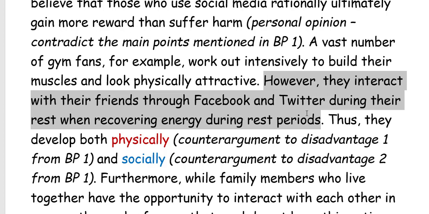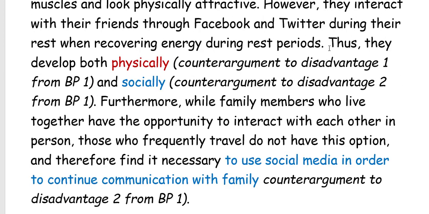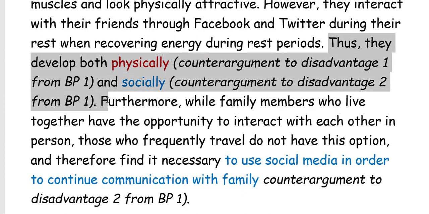Okay. So the idea is they use Facebook and Twitter, and it helps them to relax and to interact with their friends and relatives. Next. Thus, they develop both physically and socially.